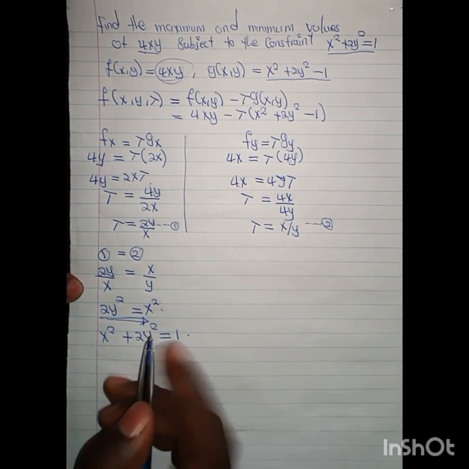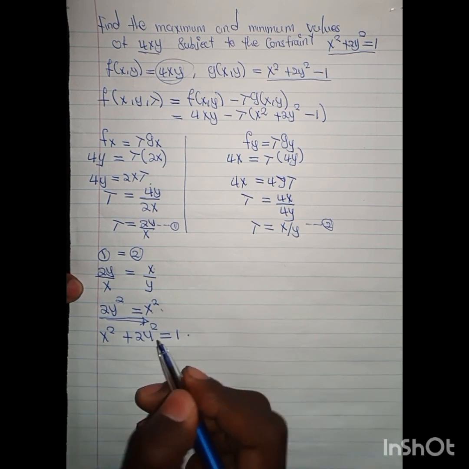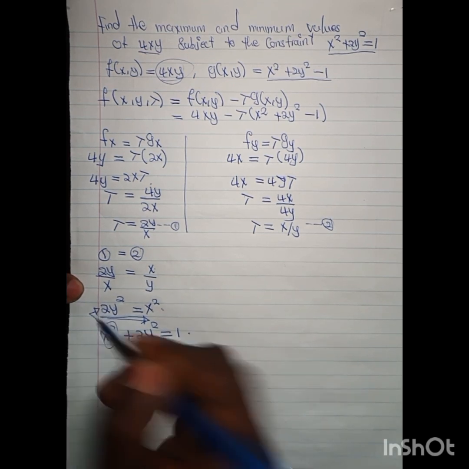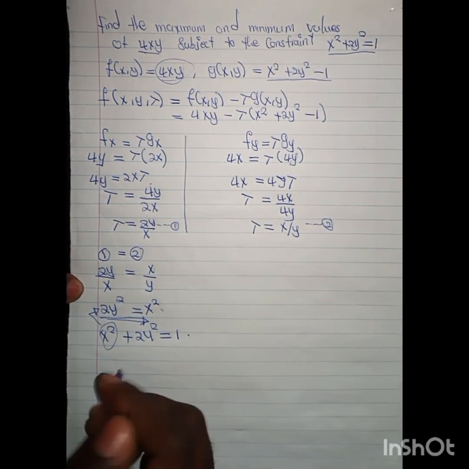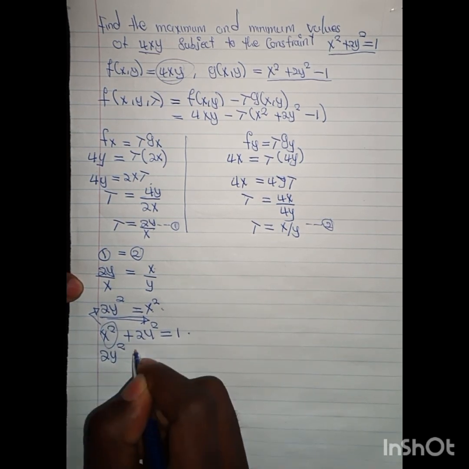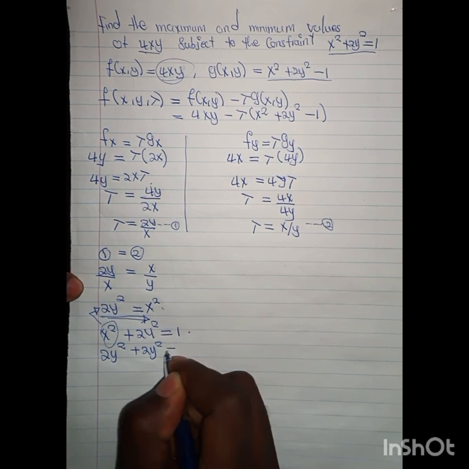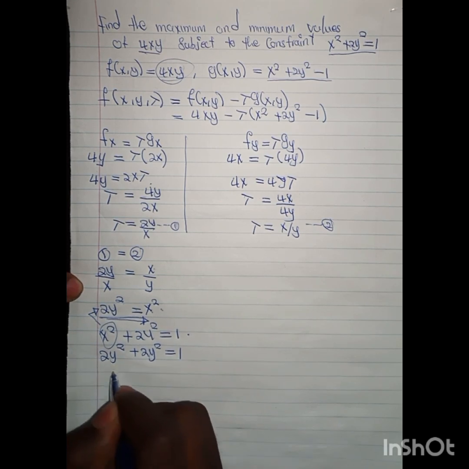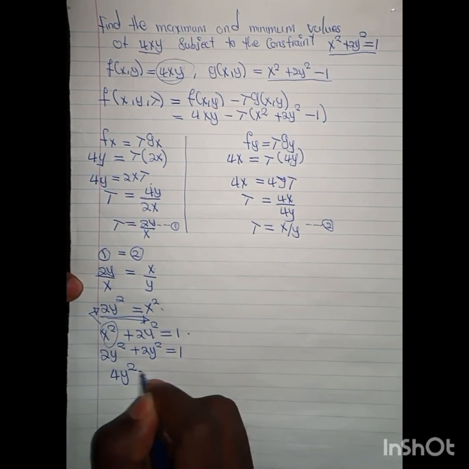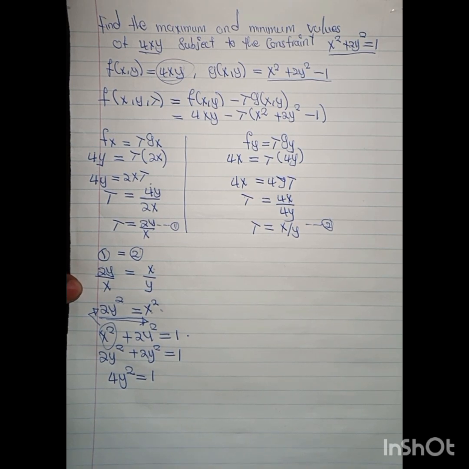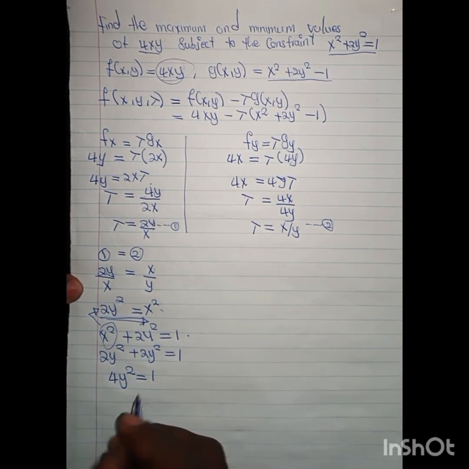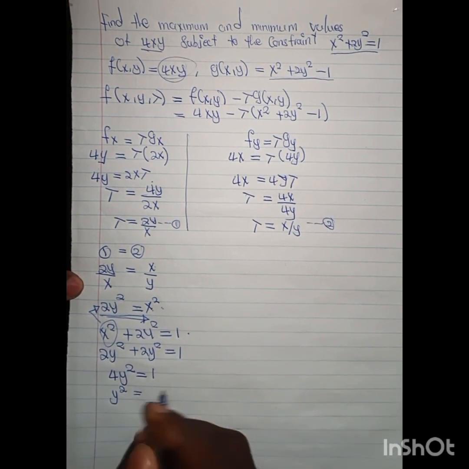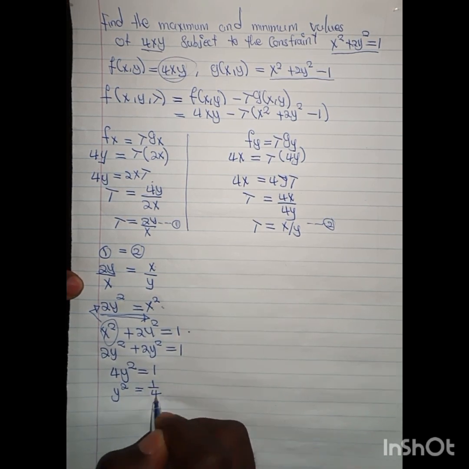Where there is x squared, this time around, we must have the 2y squared. So it means this is 2y squared plus 2y squared equal to 1. 2y squared plus 2y squared is a 4y squared. Now we have 4y squared equal to 1 like that. And then we can divide by 4 both sides. Then on the left we'll have y squared, then on the right we'll have 1 over 4.